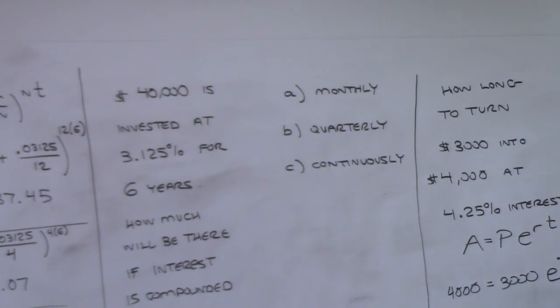So I get 0.287657 equals 0.0425 t. And I divide both sides by 0.0425. 6.77 approximately is t. And that would be years.